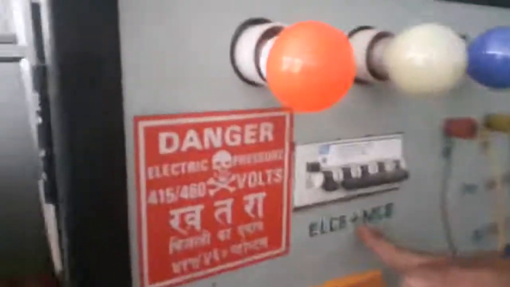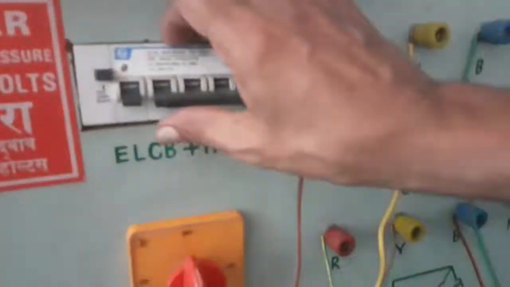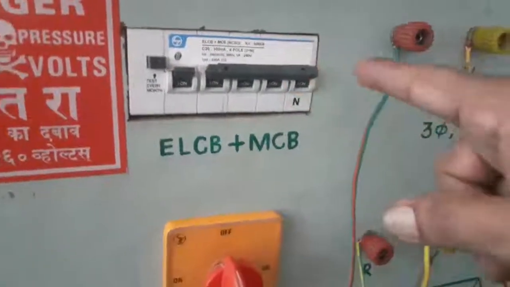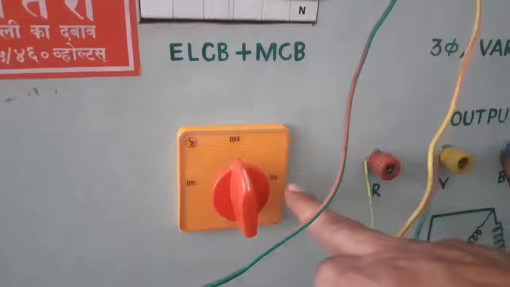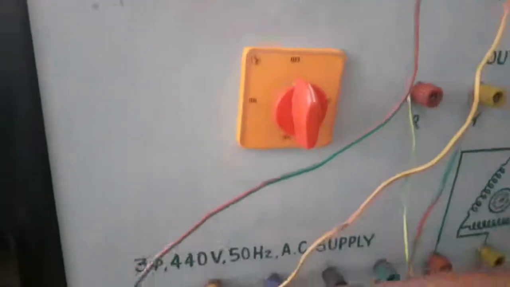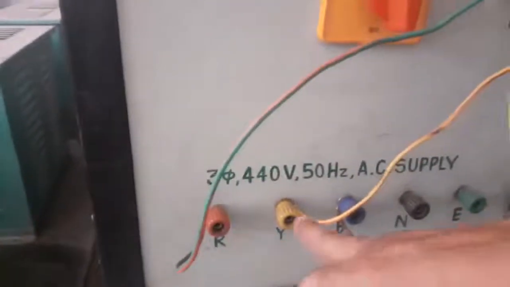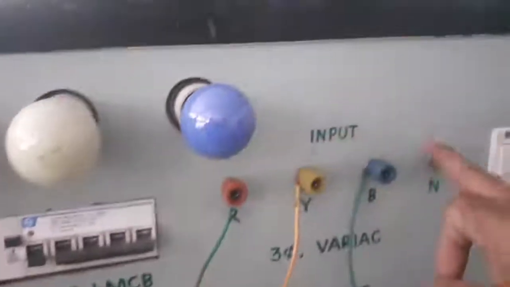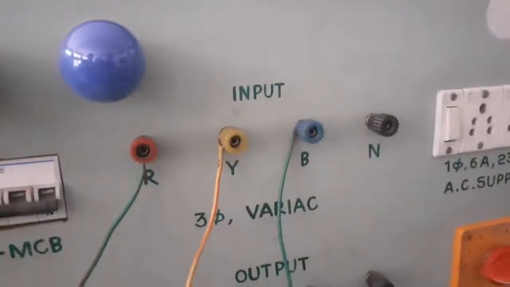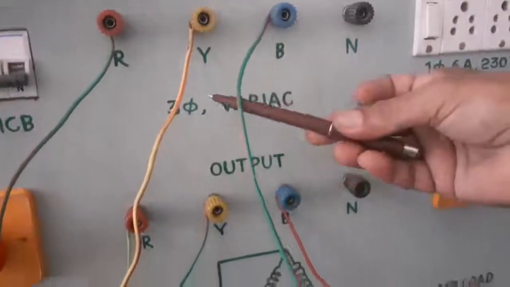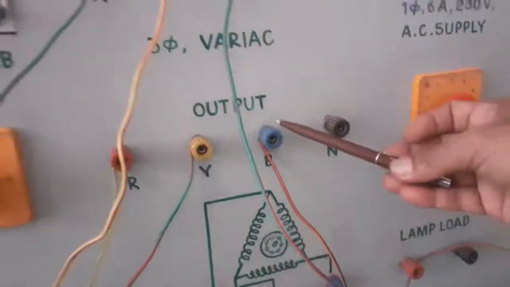See here, this is ELCB plus MCB. This is the on-off rotary switch. Now we can switch off this ELCB MCB. Here is the input of this 3-phase supply: R phase, Y phase, B phase. Then this 3-phase supply is given to the input of the 3-phase variac. See here, this is R phase. Then we connect Y to Y, B to B. And this is the output terminal of the 3-phase variac.